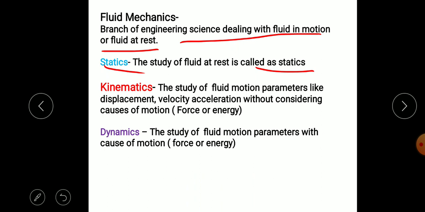So fluid mechanics has three categories: statics, kinematics, and dynamics. At rest, we consider statics. When motion, particle acceleration, and velocities are considered, it is kinematics. And in dynamics, the motion parameters as well as the force or energy causing the motion are considered.